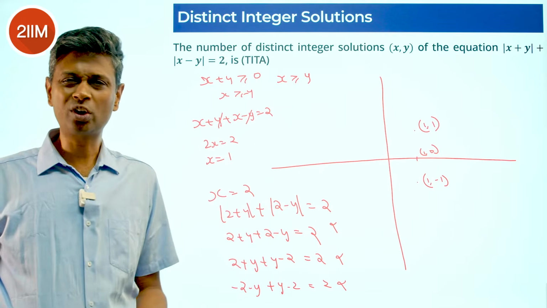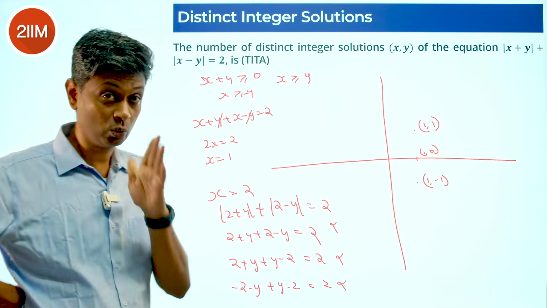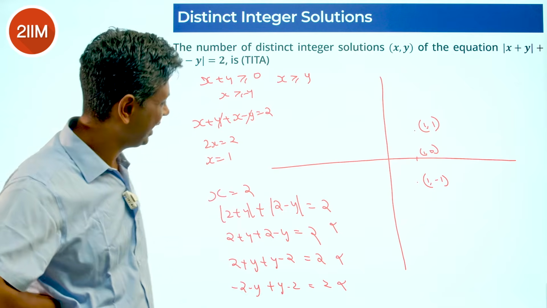X cannot be 2 or higher. Right? 2 plus y and 2 minus y adding up to 2. That is the distance of y from minus 2 and 2 adding up to 2. Not possible. X equal to 1 works.